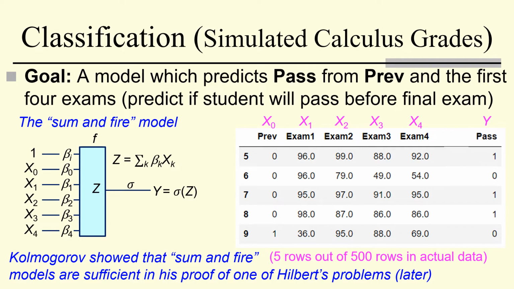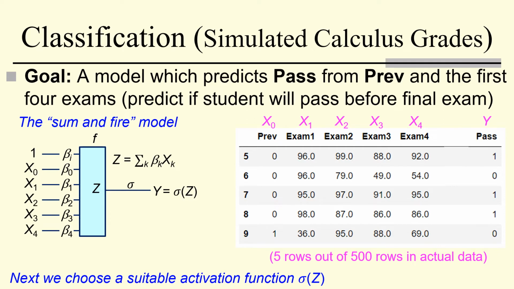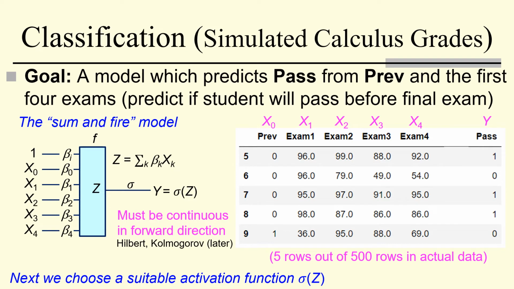Kolmogorov showed that the sum and fire models are sufficient, and he actually did this in his proof of one of Hilbert's problems. We'll see this later on in the course. But we have to now choose a suitable activation function. It's got to be continuous in the forward direction. That's because of Hilbert and Kolmogorov. We'll see that later.